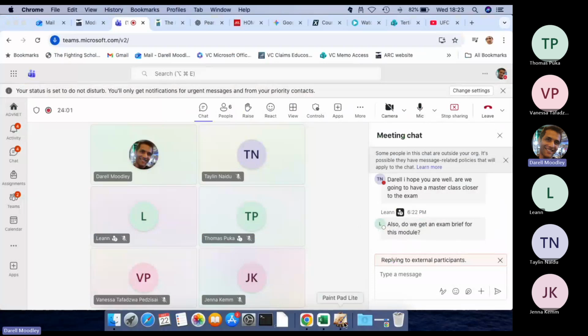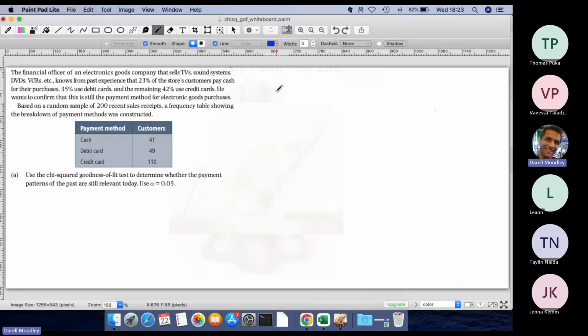All right, so let me get back to the whiteboard, and now we're going to apply the chi-squared goodness of fit test to this problem. Okay, so let's have a read through it. A financial officer of an electronics goods company that sells TVs, sound systems, DVDs, VCRs, etc. As you can imagine, this is quite an old problem because a lot of these electronics are kind of outdated now. Okay, so the financial officer knows from past experience that 23%, I'm going to underline this because we're going to use this later, 23% of the store's customers pay by cash.